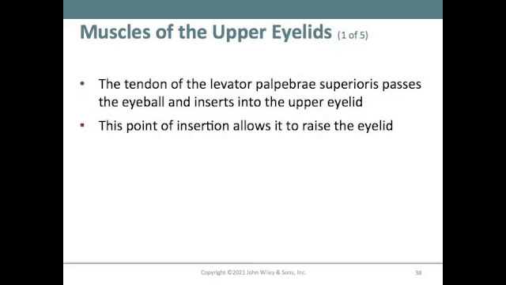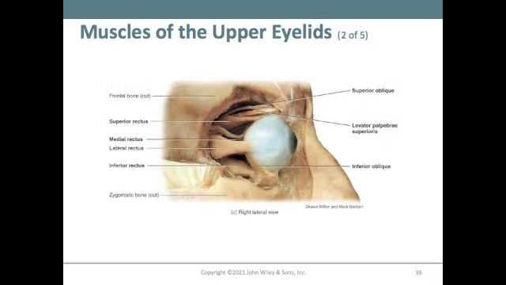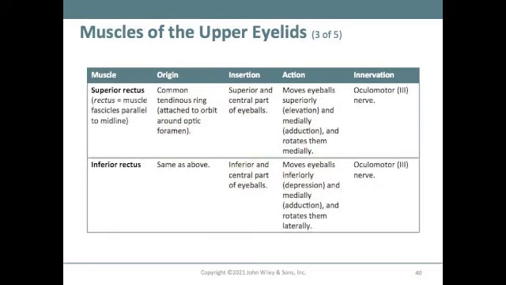Muscles of the upper eyelids. The tendon of the levator palpebrae superioris passes the eyeball and inserts into the upper eyelid. The point of insertion allows it to raise the eyelid. And these eyelid muscles are some of the fastest muscles in your body. You can see here, this is once again part of figure 11.5 on page 357. And then this table you find on page 358. This is part of table 11.2, it has to be. Because why else would they have all these tables without numbers?